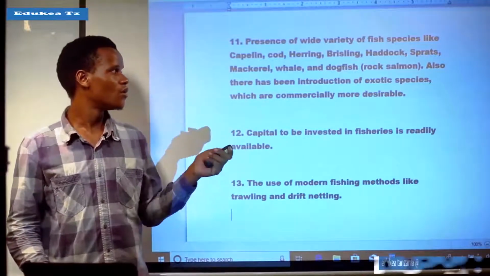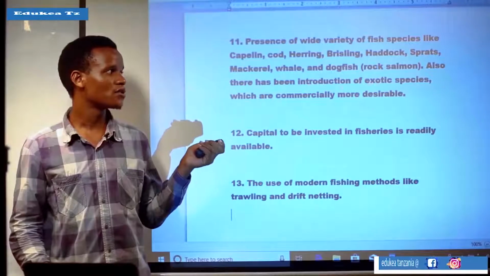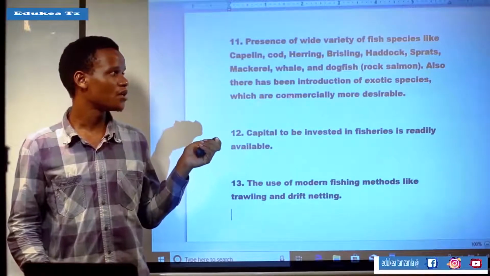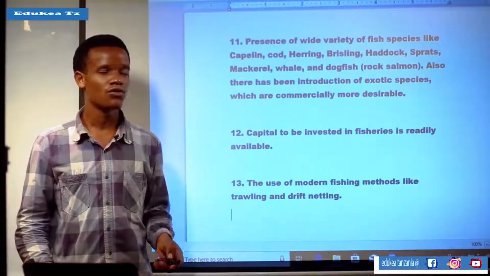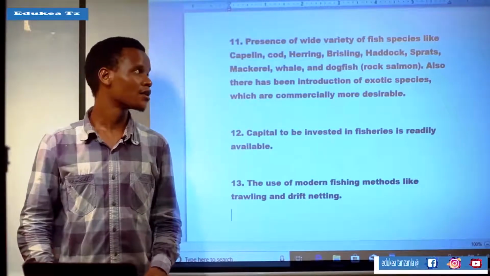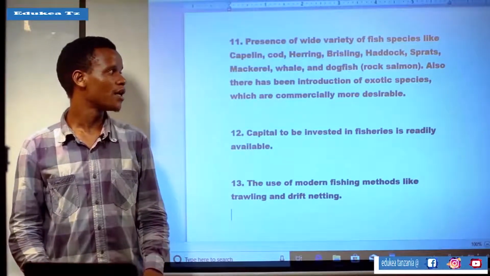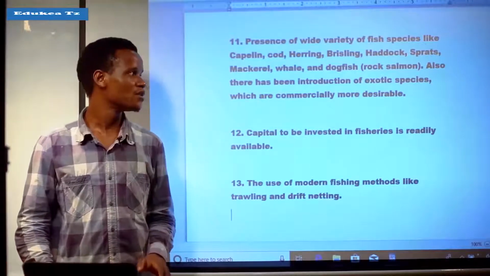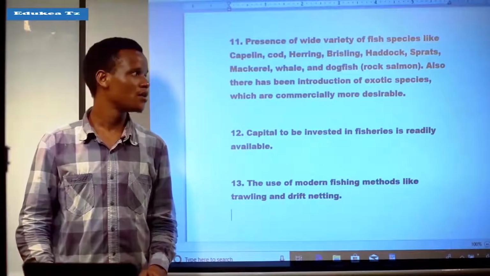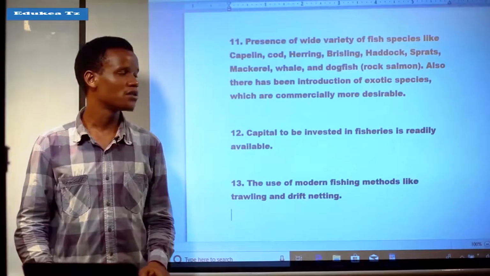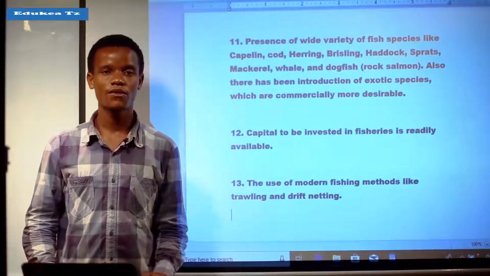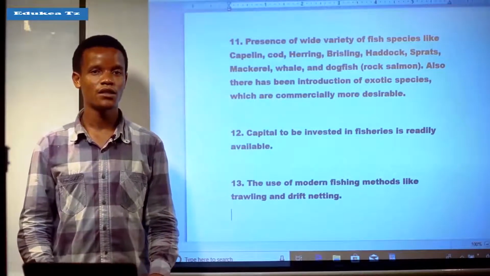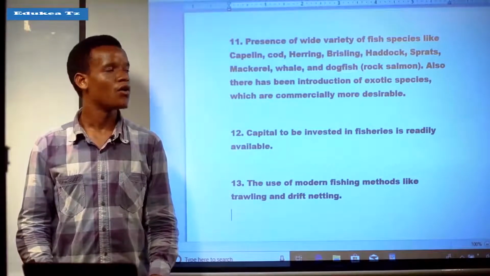Also, there has been an introduction of exotic species which are commercially more desirable. So even in Norway, introducing those exotic species that are more in demand commercially stimulated the development of the fishing industry in the country.